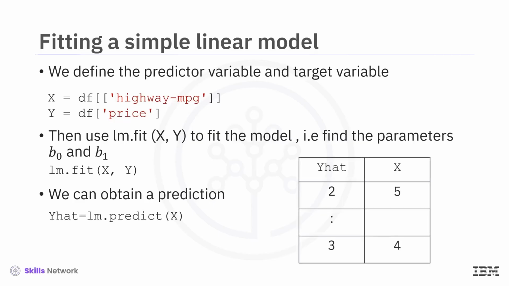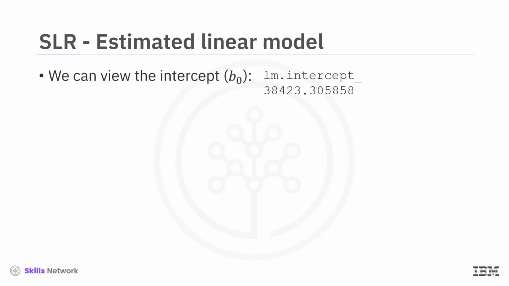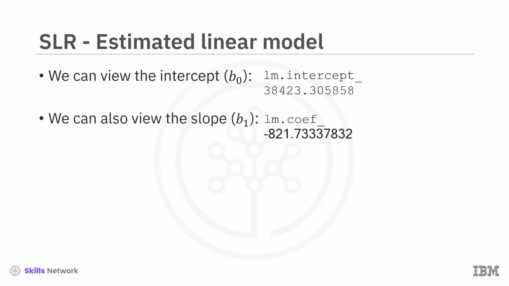We can obtain a prediction using the method predict. The output is an array. The array has the same number of samples as the input x. The intercept b0 is an attribute of the object lm. The slope b1 is also an attribute of the object lm.